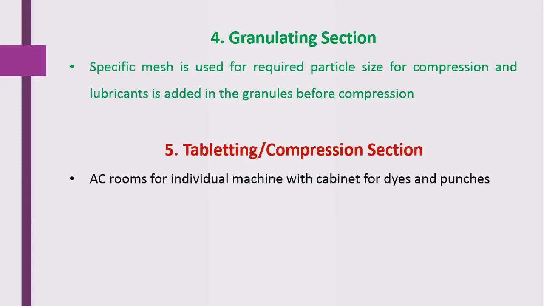The next section is the tableting or compression section. In this section, compression of granules takes place to convert the granules into tablets. This section requires AC rooms for each individual machine to maintain the temperature of the machine, because these machines are running continuously. In this section also, dies and punches are there for the punching machine.